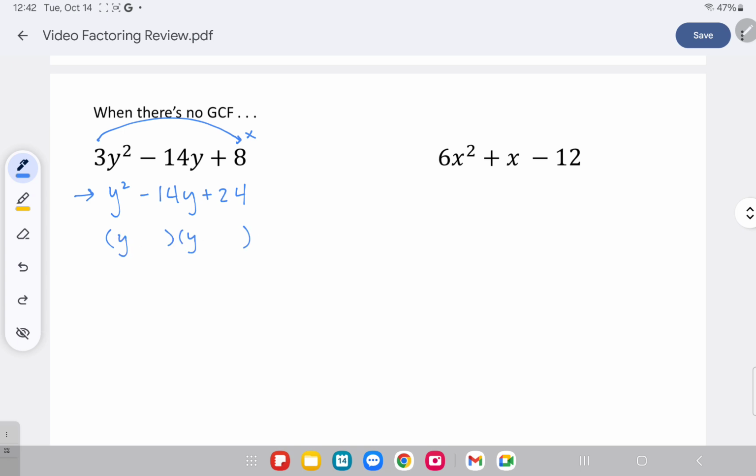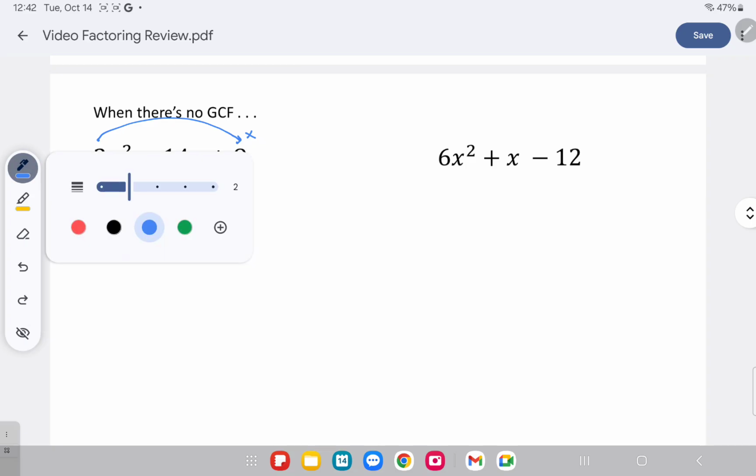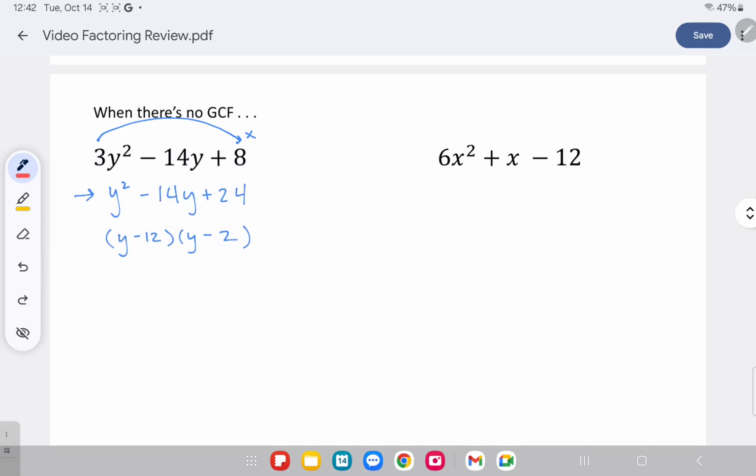2 numbers that multiply to 24 and add to negative 14 are negative 12 and negative 2. Because we cheated by 3 in the beginning, we need to uncheat. We cheated by multiplying by 3, so we're going to uncheat by dividing by 3. We have to undo that step. 12 divided by 3 is 4, so this first factor becomes y minus 4. 2 divided by 3 is just 2/3, so when that happens, we take that bottom number and move it up front. That's the slip and slide. So that's going to become 3y minus 2.